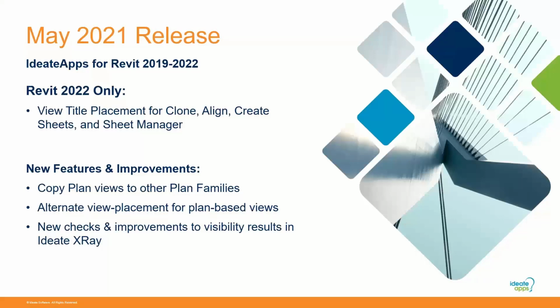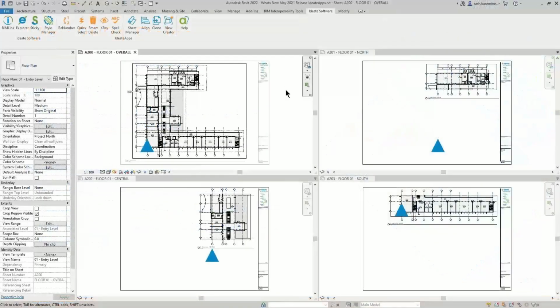We can do alternate view placement, so not only the model coordinates, but now the centroid of the view, which works really well if you're laying out, let's say, unit plans, or you've got, like let's say a condo building where you've got each particular unit plan. You don't necessarily want it aligned on the sheet in the exact model location. You'd rather have it aligned by the view. So let's take a look at that.